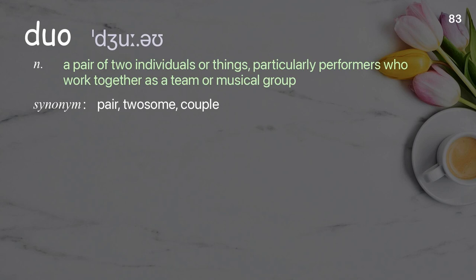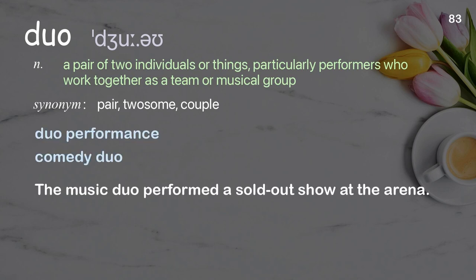Duo. A pair of two individuals or things, particularly performers who work together as a team or musical group. Examples: duo performance, comedy duo. The music duo performed a sold-out show at the arena.